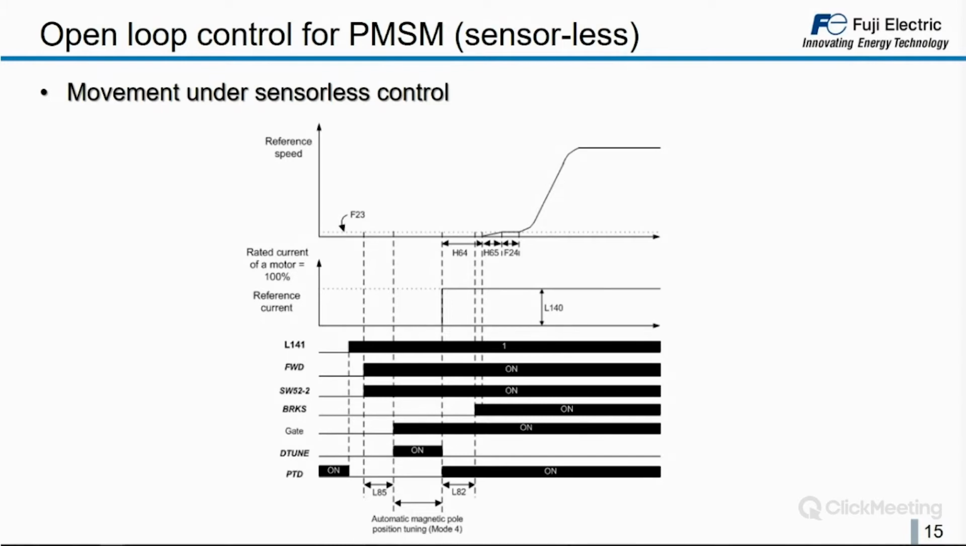You don't need to care about anything. Everything is automatic. And after the pole tuning is finished, the brake will open and the lift will move normally with a standard speed profile that we are selecting by means of digital inputs or by means of communications. Okay. So I see no question so far.